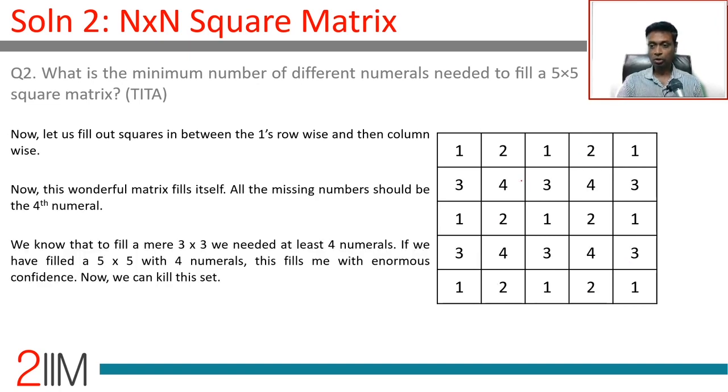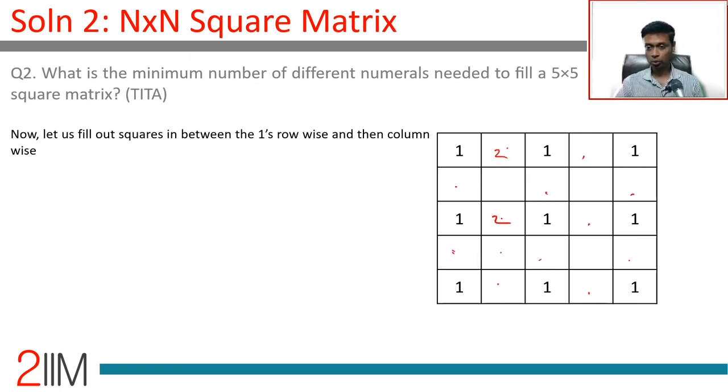And so this gives us 2, 2, 2, 2, 2, 2, 3, 3, 3, 3, 3, 3. We have 4, 4, 4, 4 here. Brilliant. We've managed this with 4 numerals. We don't even have to verify this because even for a 3 cross 3, we needed 4 numerals. We've already checked that out. So for a 5 cross 5 with 4 numerals, we can complete this grid pretty much entirely.